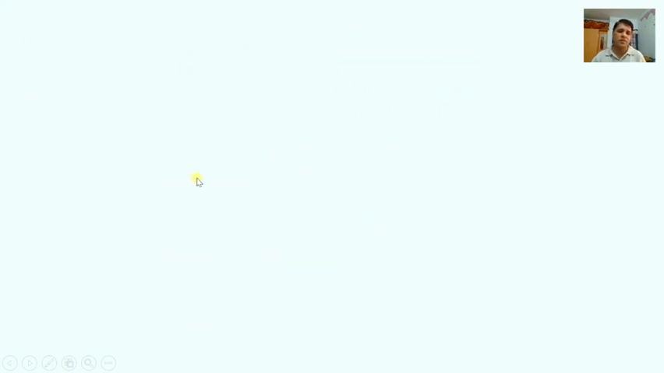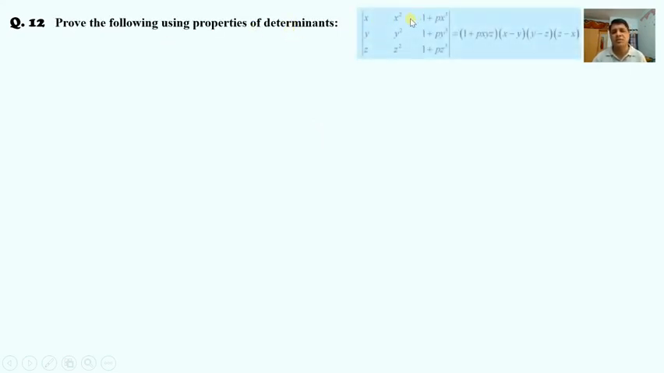Now we take another important question, that is question number 12. Question number 12 says, if we have this determinant x, y, z, x square, y square, z square, 1 plus px cube, 1 plus py cube, 1 plus pz cube, then prove that it equals 1 plus pxyz into x minus y, y minus z, and z minus x. Same thing we did in the previous question, A minus B, B minus C, and C minus A. Here it is x minus y, y minus z, and z minus x. Those steps we will be following.